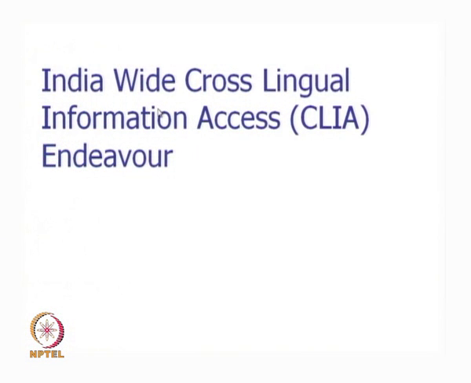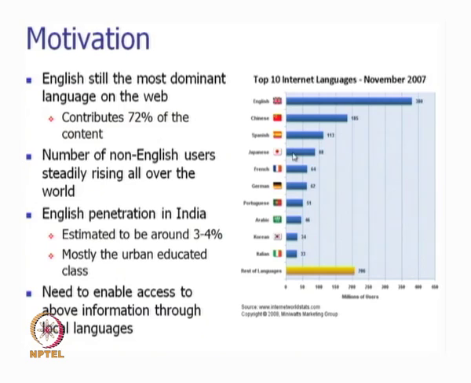We do a bit of digression and we describe very quickly the large project on cross-lingual information access. This is an India-wide endeavor on cross-lingual information access. Now, the motivation of course of such activities is well known. Not everybody would be able to use English to satisfy his or her information need. English is still the most dominant language on the web. It contributes to 72% of the content on the web.